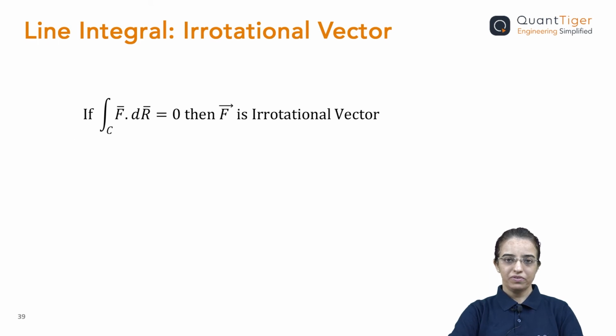Now the next term we will come across here is an irrotational vector. Whenever we take the line integral over a closed curve and its value returns 0, at that time we say that it is an irrotational vector, meaning it's not rotating basically. So this is the simple term.